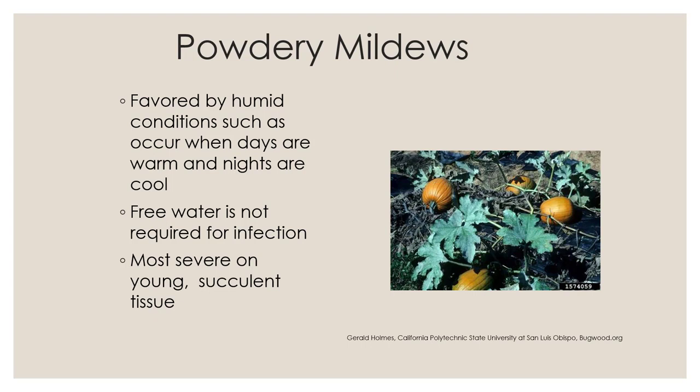So as I mentioned, it's favored by humid conditions, such as occur when days are warm and nights are cool. This is often at the end of the summer. That's why you often see this on squash at the end of the summer. And as I said, you don't need free water. It does prefer young succulent tissue, so over-fertilizing can increase the problem.